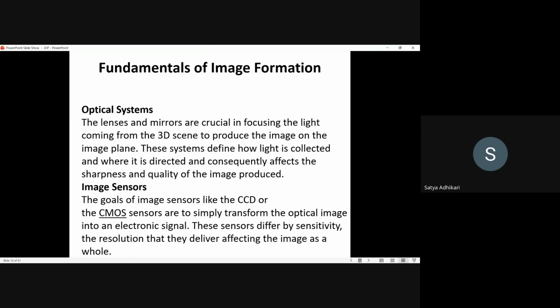The goal of an image sensor like the CCD or CMOS sensor is to transform the optical image into an electrical signal. The sensors differ by sensitivity. The resolution that they deliver affects the image as a whole. So the resolution also plays a vital role. An image or picture having high resolution is of better quality, high quality.